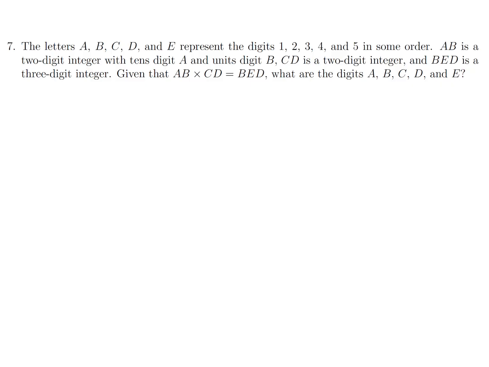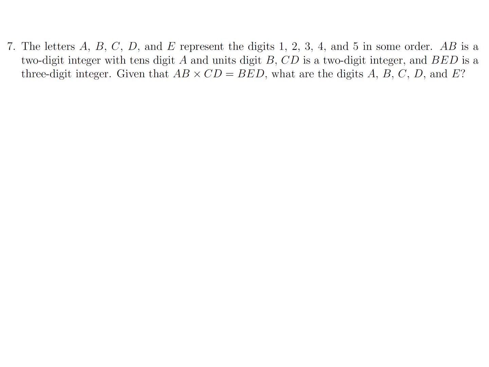The letters A, B, C, D, E represent digits 1, 2, 3, 4, 5 in some order. AB is 2 digits, tens digit A, units digit B. CD is also 2 digits, and BED is 3 digits. Given that AB times CD is BED, what are the digits A, B, C, D, and E?